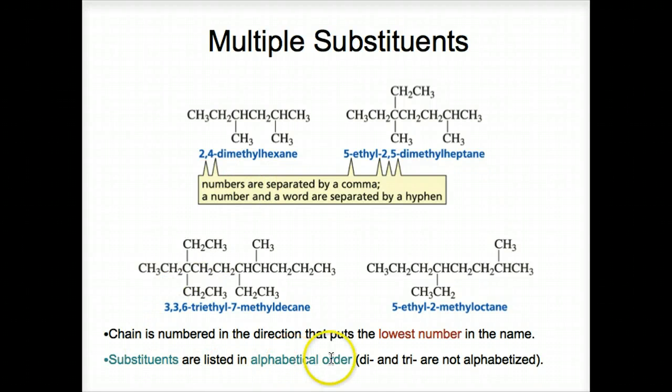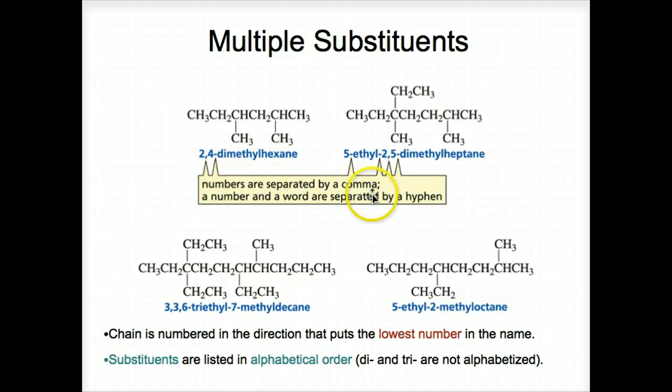Substituents are listed again in alphabetical order. There are some prefixes that we ignore as far as alphabetizing. Di and tri are ignored when alphabetizing substituents, as well as tetra, sec, and tert. Tetra, T-E-T-R-A, sec, S-E-C, and tert, T-E-R-T, are also used as prefixes that we'll mention in a few minutes, and you've already probably seen. So here's 2,4-dimethylhexane.